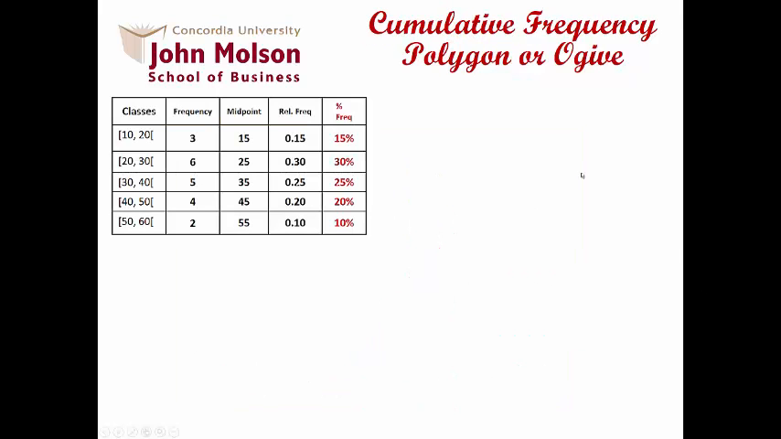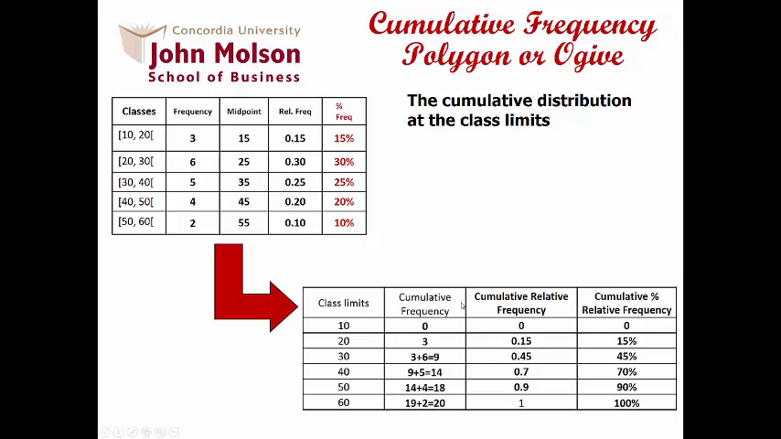Let us build now what we call the cumulative frequency polygon, or the ogive. The ogive will be based on a cumulative frequency. I don't have the cumulative frequency in this case, so let us build it at the class interval. So I look at my class limits: 10, 20, 30, 40, 50 and 60. Now, this is how we build it.